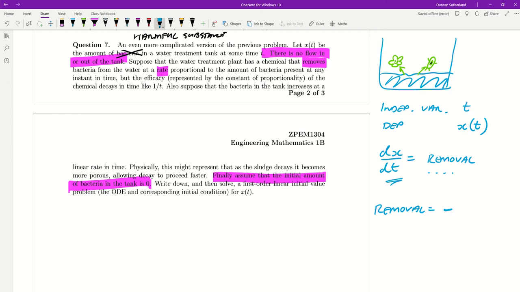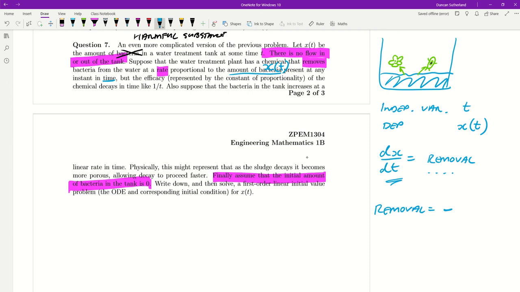So let's read this: at a rate proportional to the amount of bacteria present at any instant in time, right? That means the amount of bacteria present at any instant in time is x of t, or harmful substance, or whatever we've decided to call this x of t interpretation.